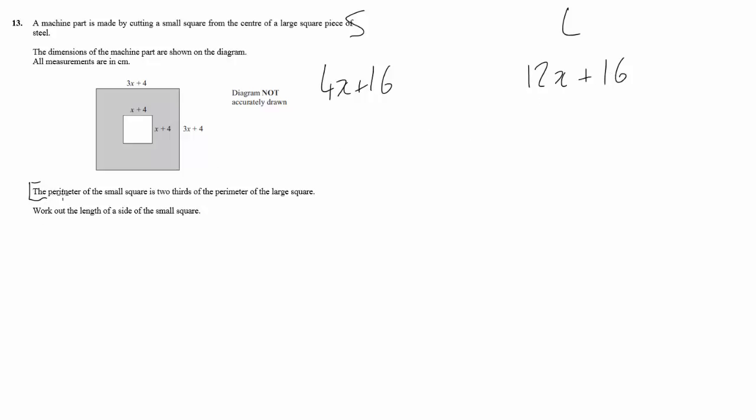Now, the question says the perimeter of the small square is 2/3 of the perimeter of the large square, which means I'd need to times the large square by 2/3 in order to get the small square. Now, having got that equation, that leads me to basically 2 marks, one for getting one of these expressions and the other one for linking them together.